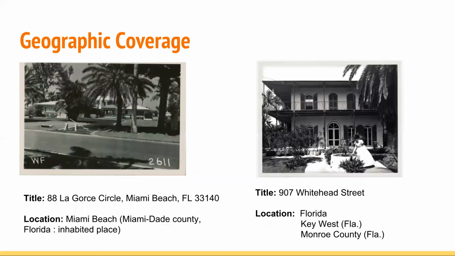And here we have two examples. Title, 88 LaGrosse Circle, Miami Beach, Florida, 33140. Location, Miami Beach, Miami-Dade County, Florida, which is an inhabited place. And your second example here, the title is 1907 Whitehead Street. Location being Florida, Key West, Florida, Monroe County, Florida.